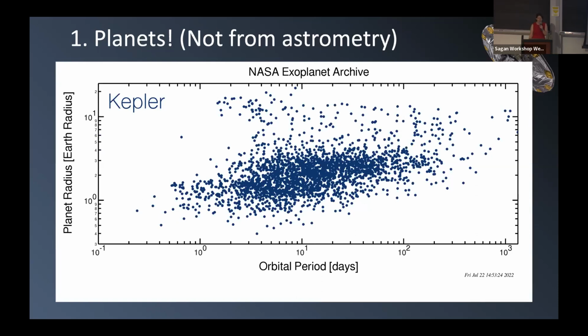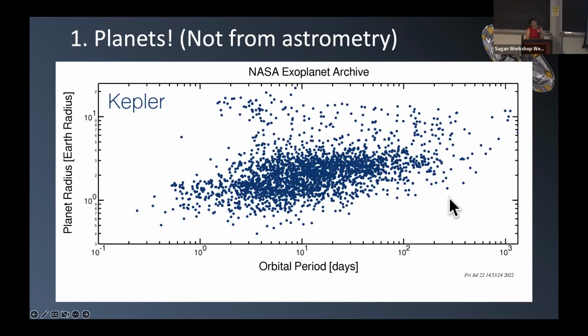These are the missions that have contributed a large fraction of these transiting planets. Kepler was a 1-meter telescope that was launched in 2009. It stared at one patch of sky for 4 years and found about 2,300 confirmed planets. Now I've switched it up slightly on the x-axis. Now it's period, not semi-major axis, just to keep you on your toes. So period on the x-axis, planet radius on the y-axis.